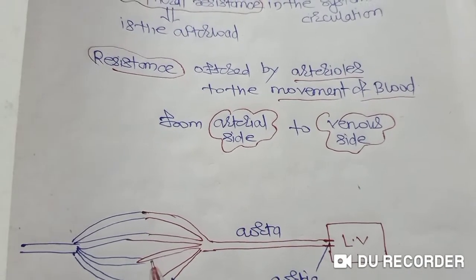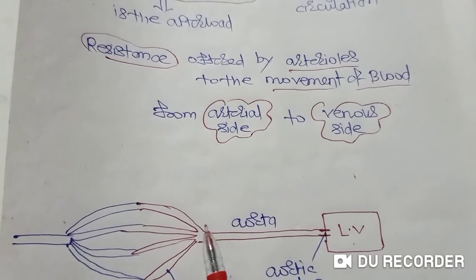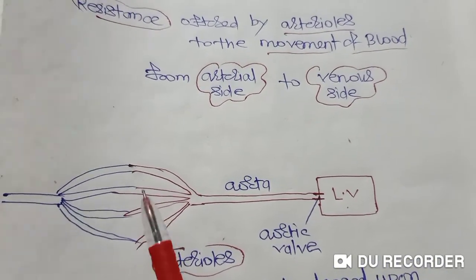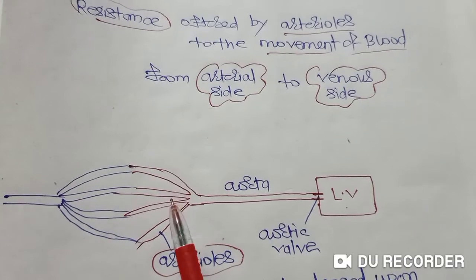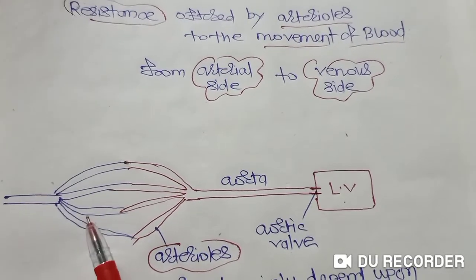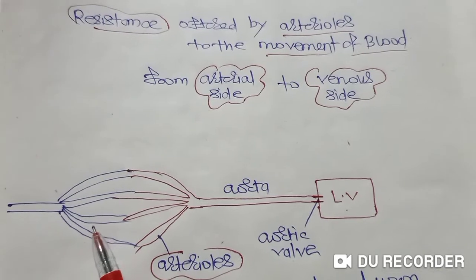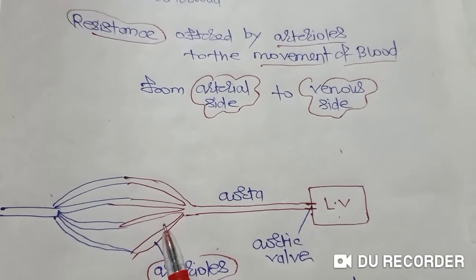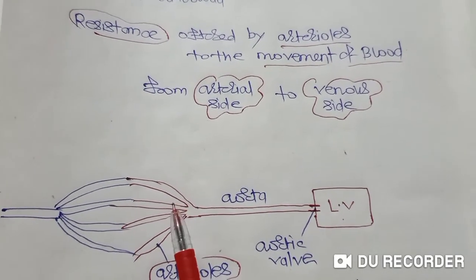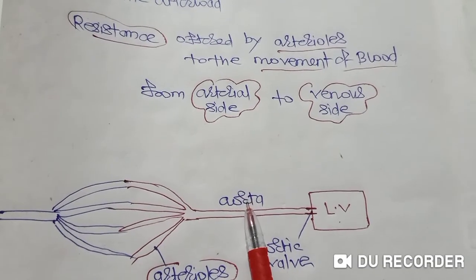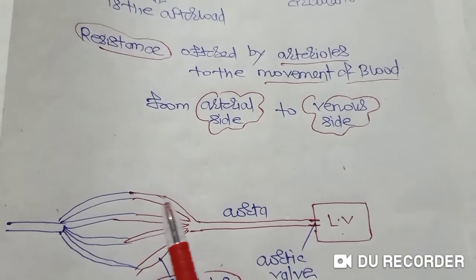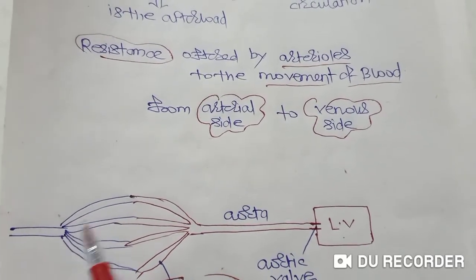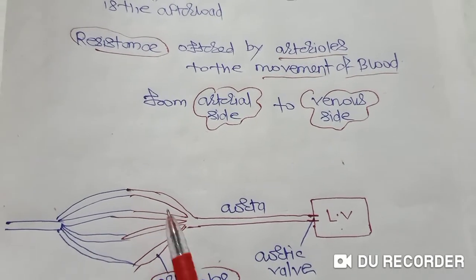Now what is peripheral resistance? It is the resistance offered by the arterioles. These are nothing but the arterioles. This is the resistance offered by the arterioles to the movement of blood from the arterial side to the venous side. This is the arterial side, this is the venous side. It is blue in color and this is red in color. So, resistance offered by the arterioles to the movement of blood from the arterial side to the venous side. This is the artery, meaning the aorta. They are divided into the arterioles. Then these are the venules, this is the vein. So basically this is the arteriovenous tree.